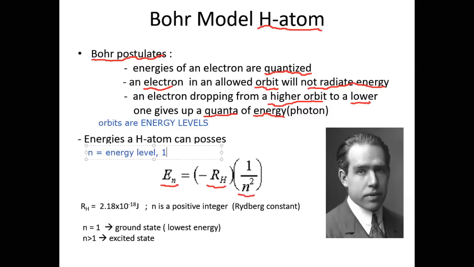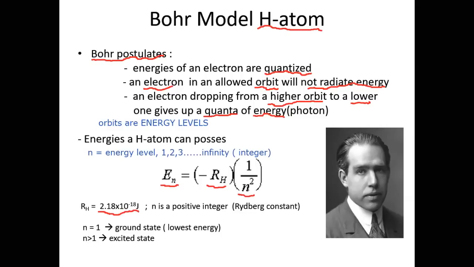It starts from 1, 2, 3, all the way to infinity. It can only be an integer. So you can't have energy level 1.5. It has to be 1, 2, 3, all the way up to infinity. So n is the energy level, R is the Rydberg constant, and it's shown here: 2.18 times 10 to the negative 18 joules.